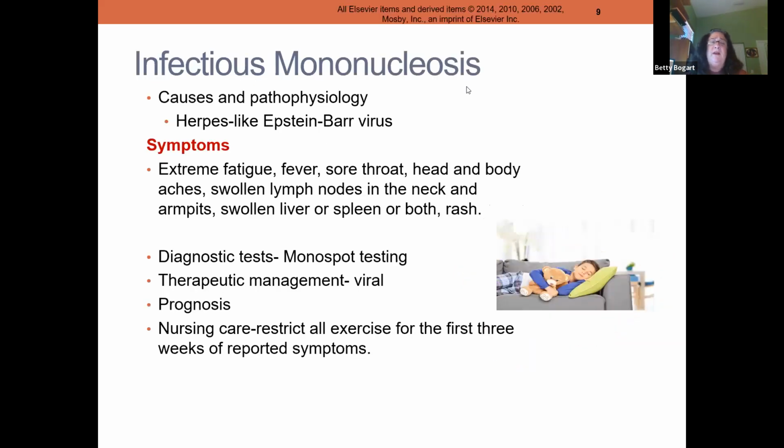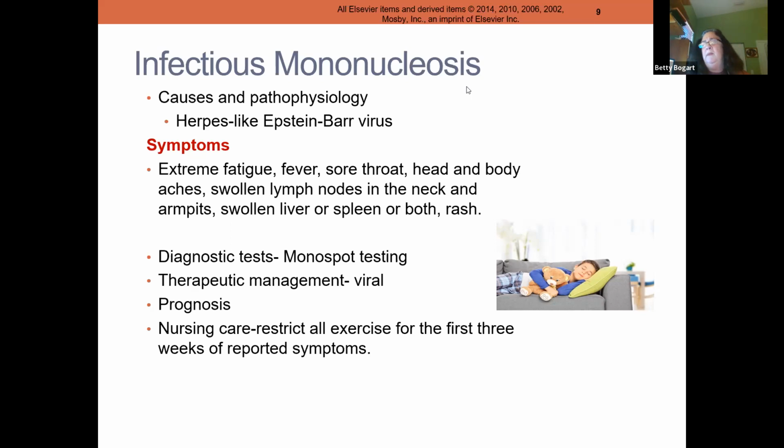Now, infectious mononucleosis, mono, we think of that, we think of the kissing disease, right? Usually we think of teenagers kissing each other, they can give each other mono. Well, let me tell you a story about mono so that you can understand it a little bit better. It is a herpes-like Epstein-Barr virus, so it is a virus, okay? So no antibiotics are needed.